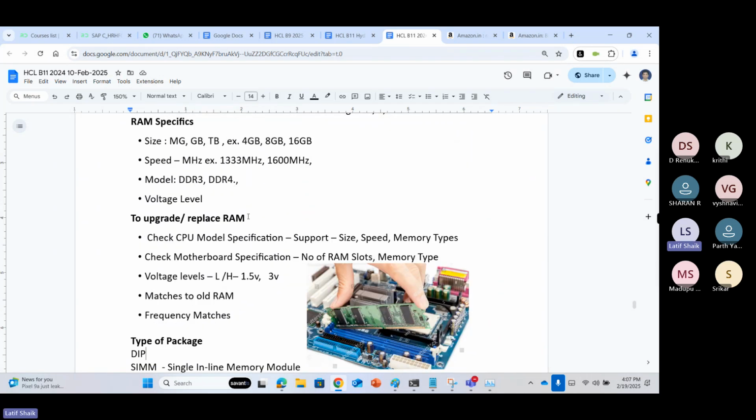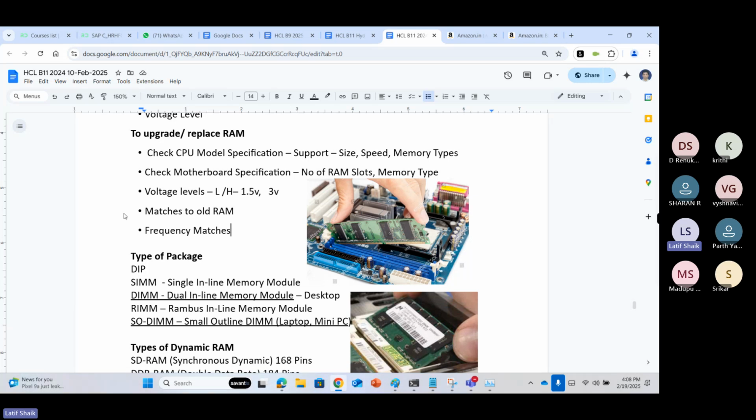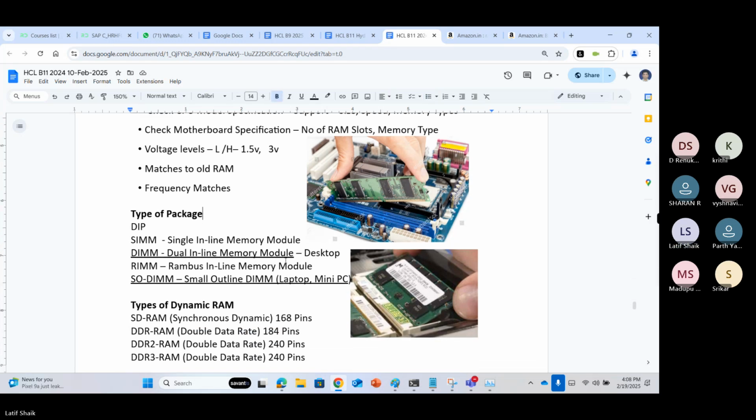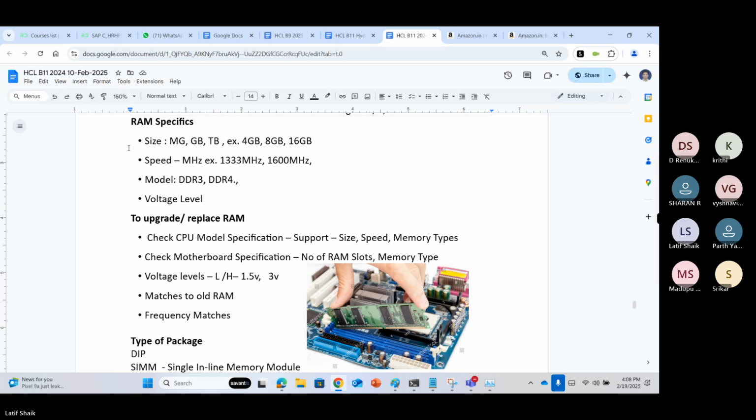Guys, understand: to upgrade or replace the RAM, what are the things you have to check? CPU support and motherboard support: size wise, speed wise, type wise, slot wise, number of slots wise, and voltage levels. Understand this part? RAM specifications, upgrade and replace.